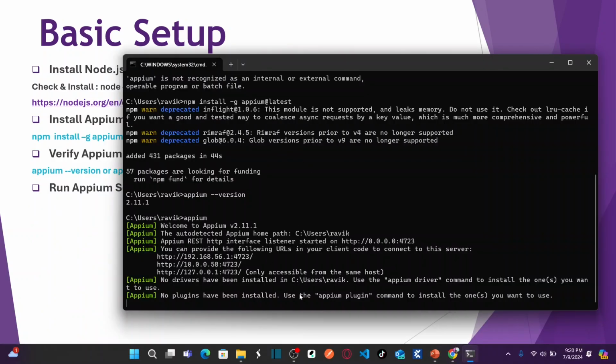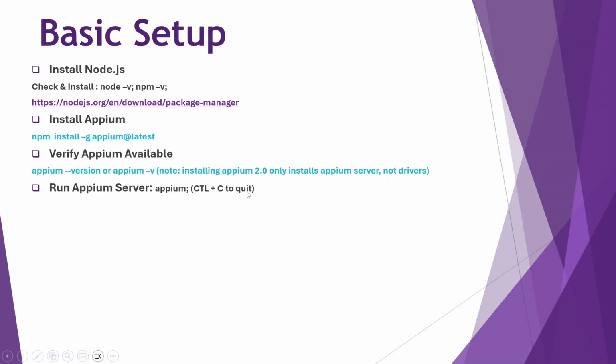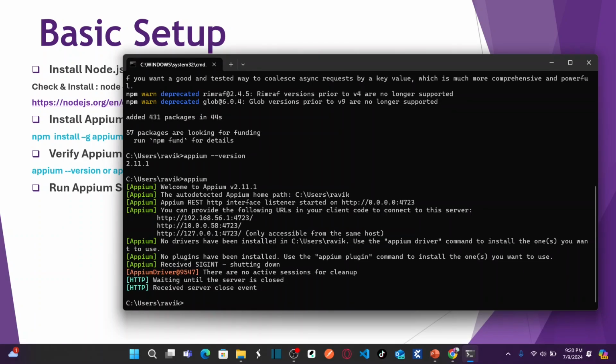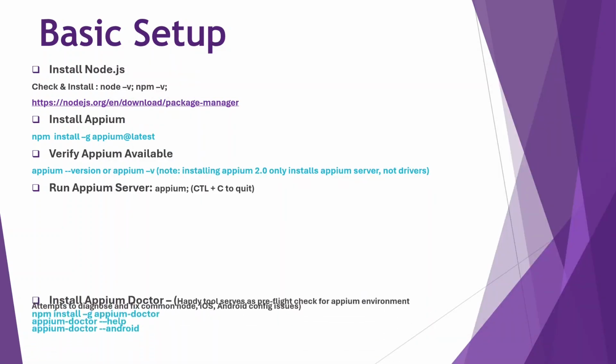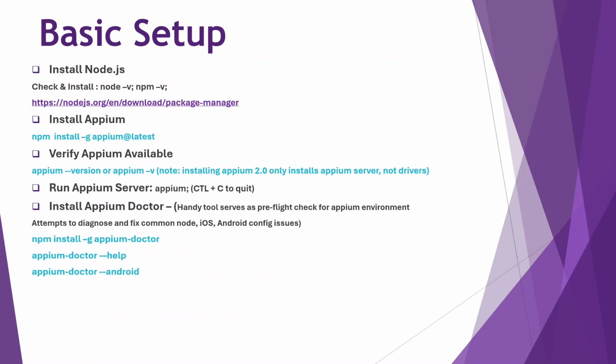So if you want to stop the Appium server, you simply press Control C. So you can see now your Appium server has been closed, shutting down. There are no active sessions now. Received, server closed. That means the server has been stopped. Again, to start it, you have to enter appium. Simple Appium command. That's it. Hope you understand.